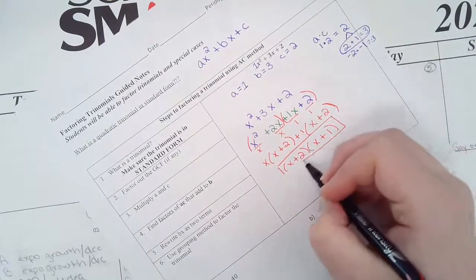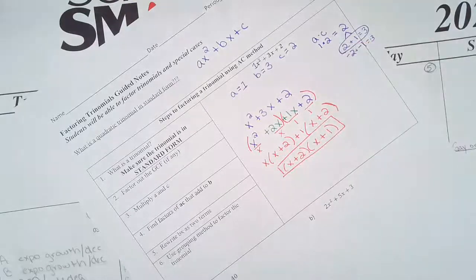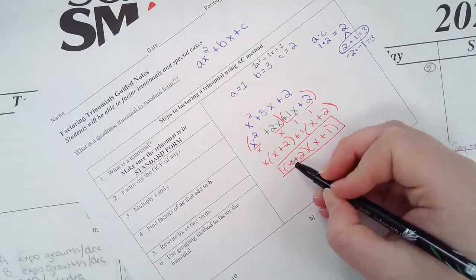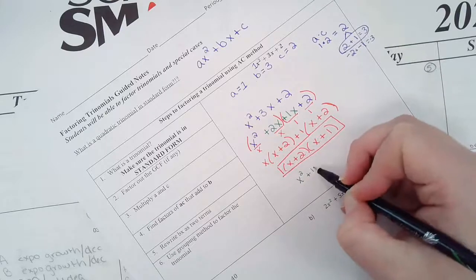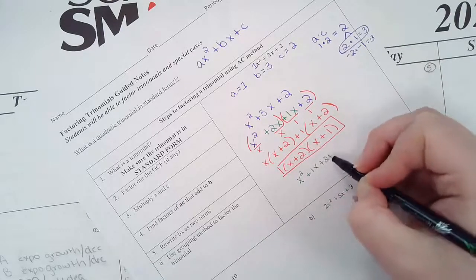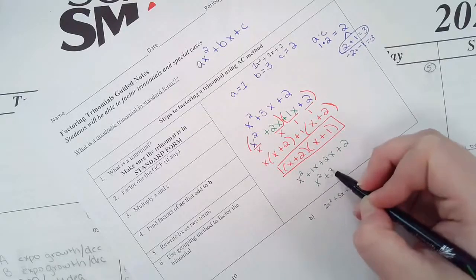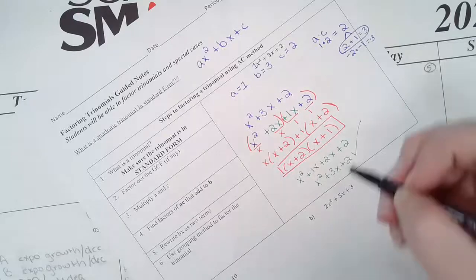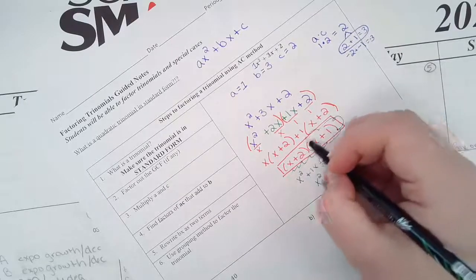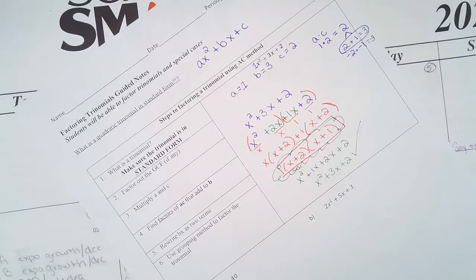Now, if we just want to check to make sure our answer is correct, I just use my FOIL method. X times x is x squared, x times 1 is 1x, 2 times x is 2x, 2 times 1 is 2. When I combine my like terms, I get my original problem, which means it's correct. So this guy right here is my factored form of my polynomial up top. Now, let's try examples. Then we're going to jump to the back page.